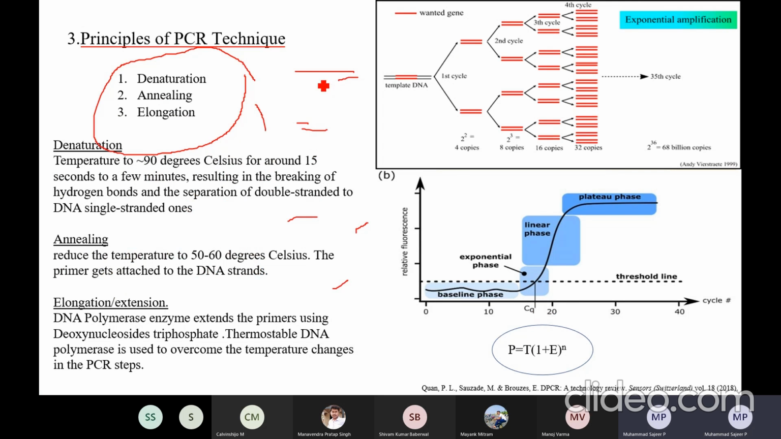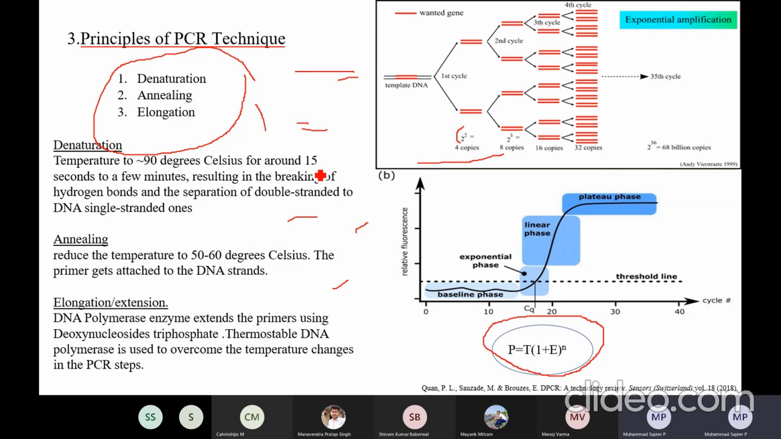Here you can see a picture of how the doubling, or 2 to the power n multiplication, of the DNA happens. This is usually represented by the equation 2 raised to n, where n is the number of cycles. The equation goes like this: P equals T times (1 plus E) raised to n, where E is the efficiency, and for 2 raised to n we assume that efficiency is 100%. P is the amount we measure after n cycles, or the product. T is the amount of cDNA, if you are using RT-PCR, and E is the efficiency.